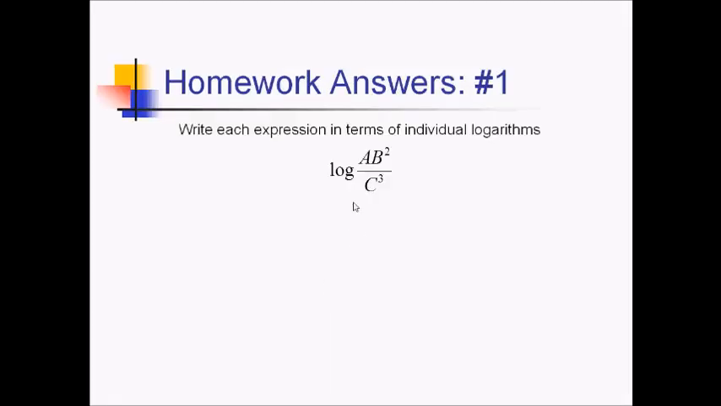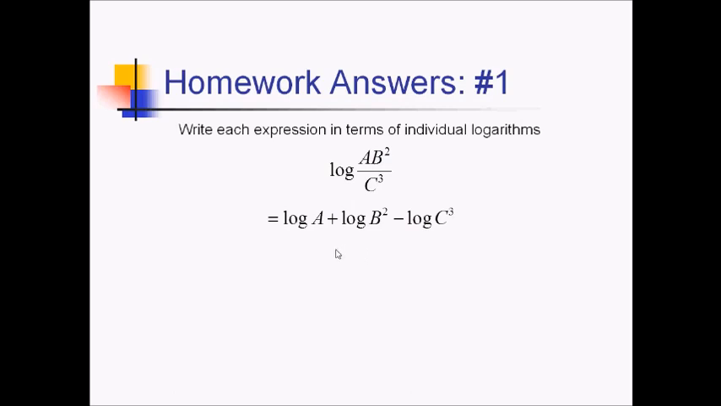For number 1, they want us to write this expression in terms of individual logarithms. So we're going to do this in two steps. For the first step, we're going to take care of the outer function, which is division. So what does log do to division? Well, it turns it into subtraction. So we can express this as, and actually there's multiplication which we can turn into addition here. We can express this as log of a plus log of b squared minus log of c cubed.